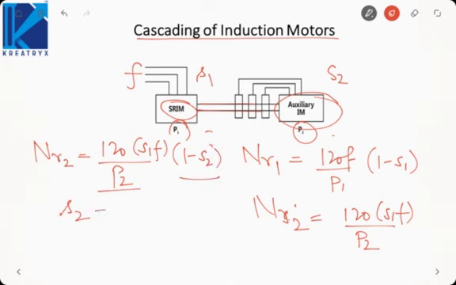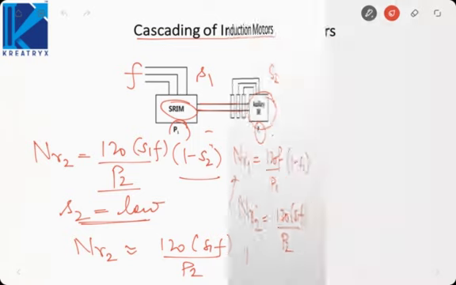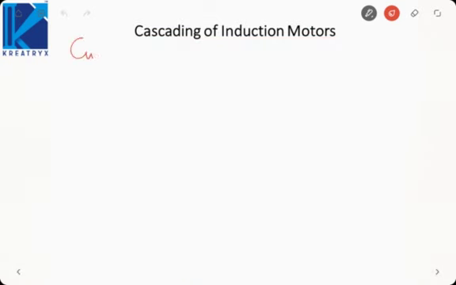So let us assume that S2 is low, which is a valid approximation. It runs at nearly synchronous speed. So NR2 is approximately 120 into S1F by P2, and NR1 is this. Both must be the same because their rotors are mechanically coupled. So first let us see the case of cumulative cascading.